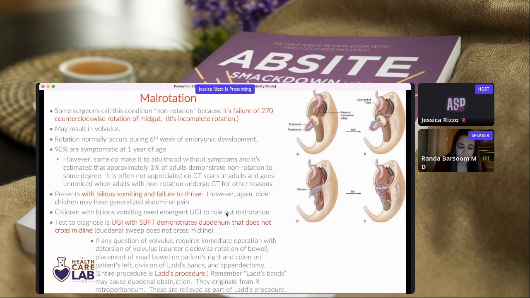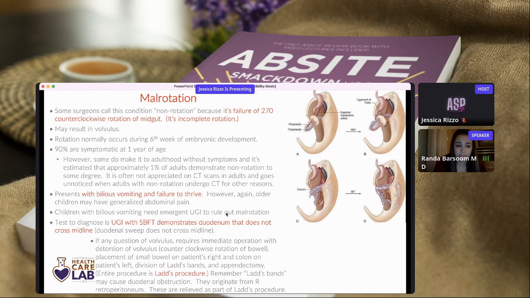Malrotation. I'm sure that if you've done a pediatric surgery rotation, you have encountered at least one malrotation case. So this is a failure of the 270-degree counterclockwise rotation of the midgut. So these babies will present with bilious emesis and failure to thrive. So the greatest way to diagnose this is an upper GI with a small bowel follow-through, and it'll show that the duodenum does not cross the midline. The treatment for this is the Ladd procedure.